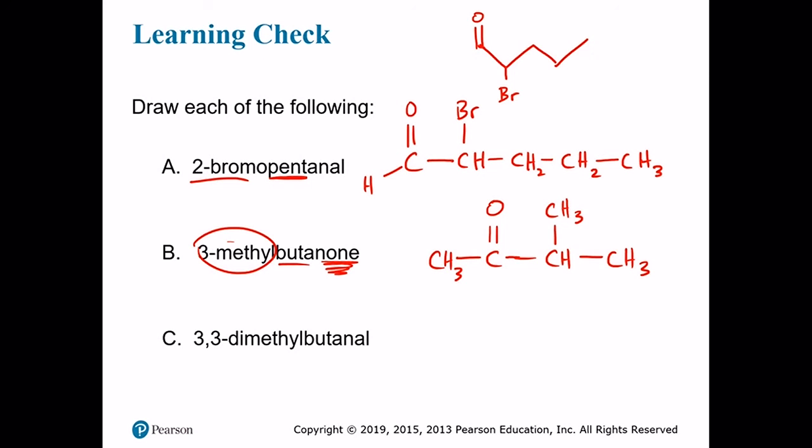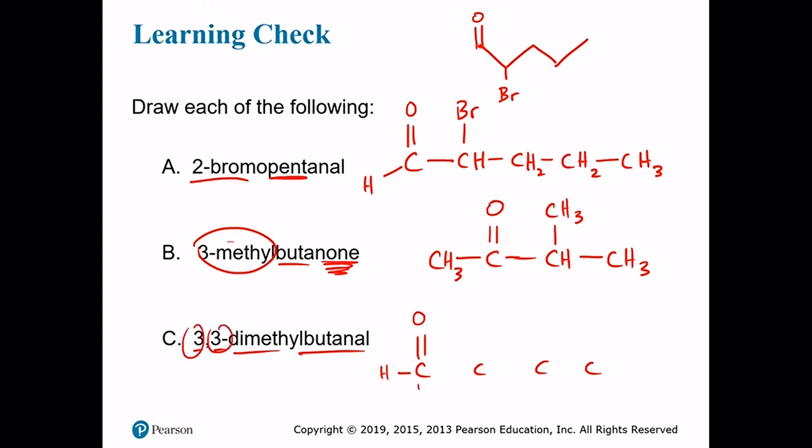For C, we have 3,3-dimethylbutanol. So we have an aldehyde with 4 carbons. So we can start with our 4 carbons again. Put the aldehyde on the very first carbon with the hydrogen, since I'm drawing a condensed structural formula. And then I need to find the third carbon so I can put 2 methyl groups on that, right? Dimethyl, and the number for both methyl is 3.